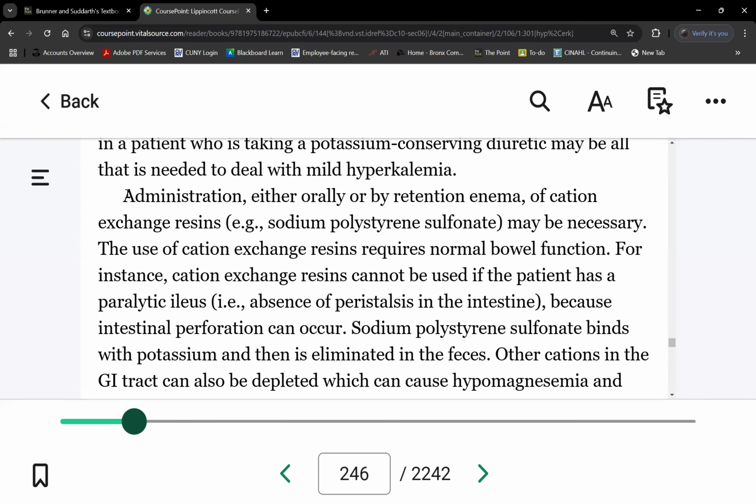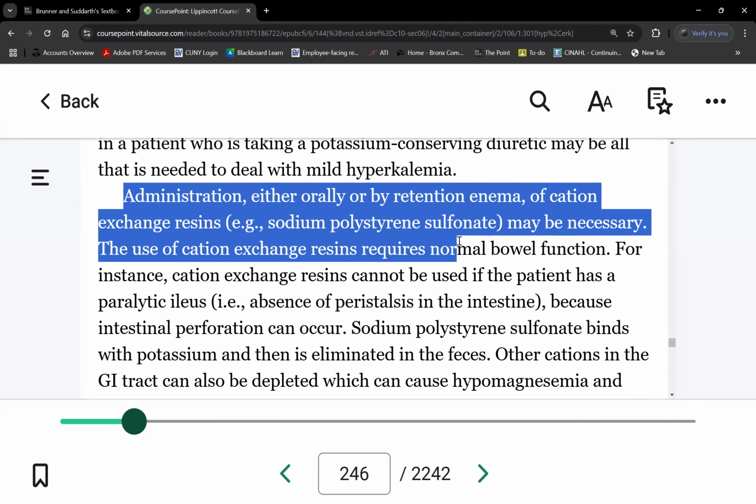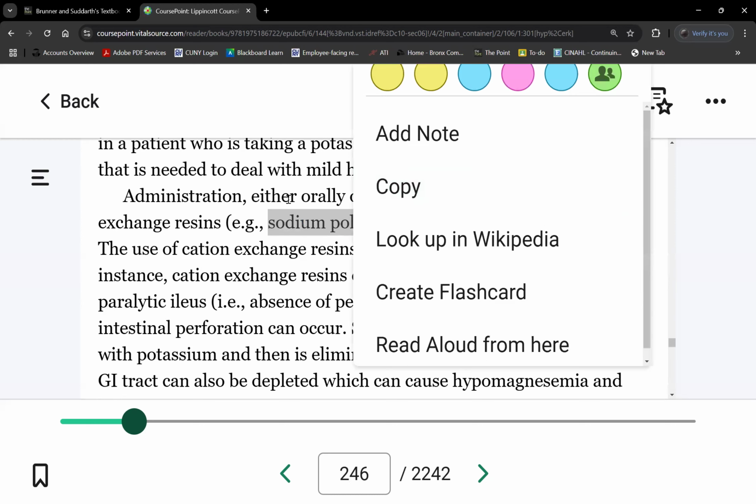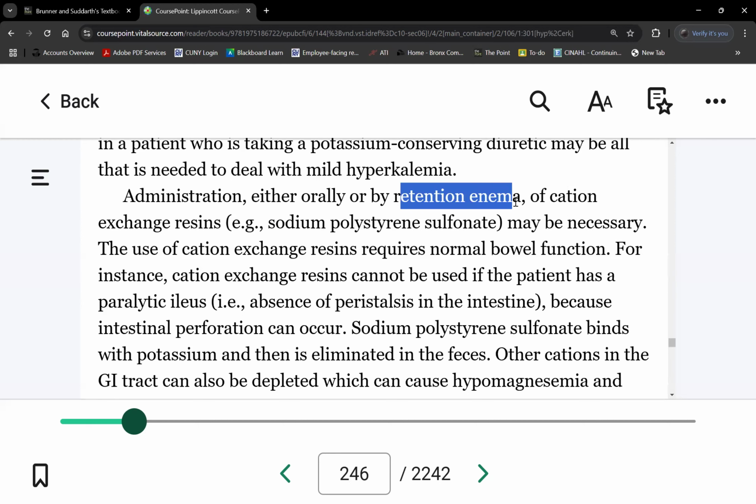Here's the simplest. If the patient is alert and oriented and we have good bowel function, the requirement is normal bowel function, meaning they have peristalsis. If there's no peristalsis, then the oral route is not indicated. You've heard of Kayexalate, right? Forget that name because you won't see it on the NCLEX. NCLEX only uses generic names. The generic for Kayexalate is sodium polystyrene sulfonate, SPS. This can be given by mouth or by enema.